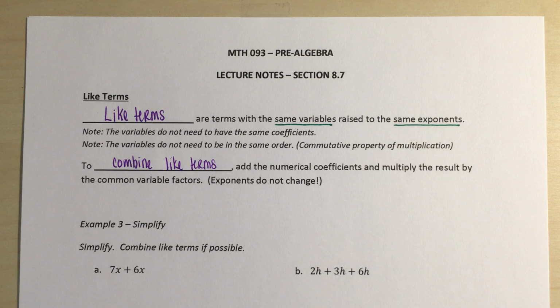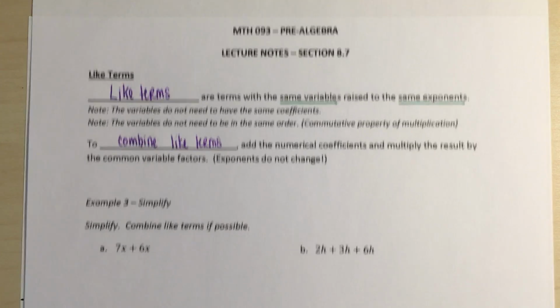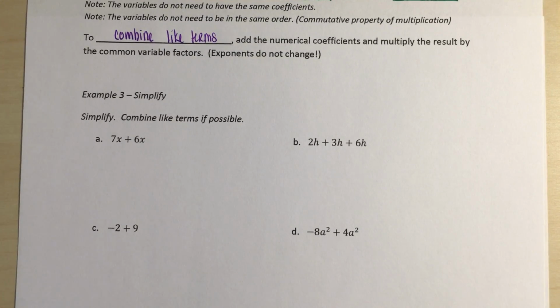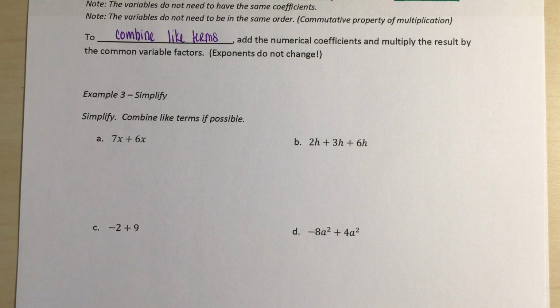What we get from our numerical coefficients is going to become our new coefficient that's out front, that's being multiplied by whatever we had. At no point in time as we're going through these should our exponents change. So our variables should not change and our exponent shouldn't change. All right, so for our next example, we are going to simplify, so combine like terms if possible.